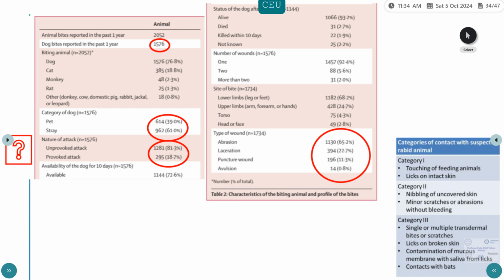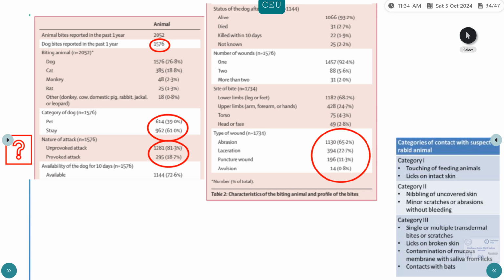So coming to the results, certain things that I thought. So this is characteristics of all the biting animals and the profile of the bites. Animal bites total in the past 1 year was around 2,000, out of which the dog bites that were reported is around 1,576. They said it's a little lower than the annual incidence that they had considered in their sample size. Then the different biting animals apart from dogs are cats, monkeys, rats and other household animals or wild animals.